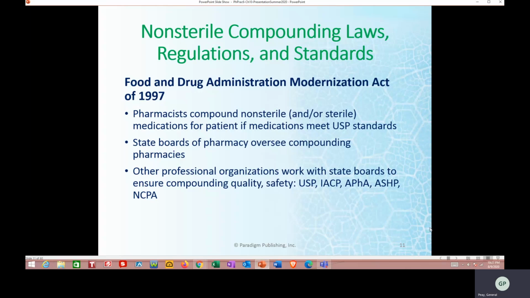And these are some other organizations that work with the state board to ensure compounding quality and safety. You don't have to know these by name, but just know that the Food and Drug Administration Modernization Act basically established standards for compounding.